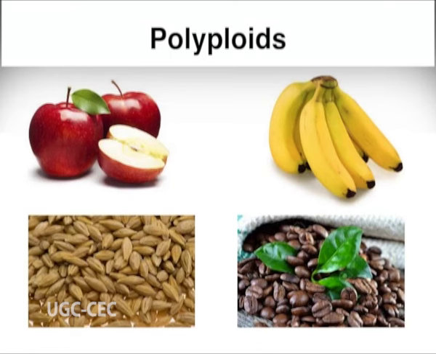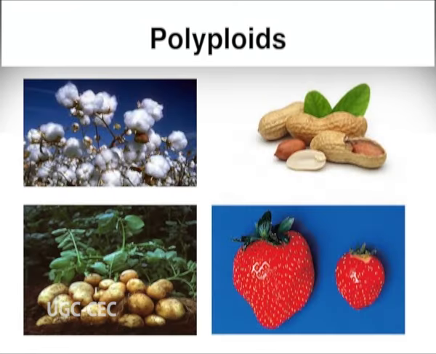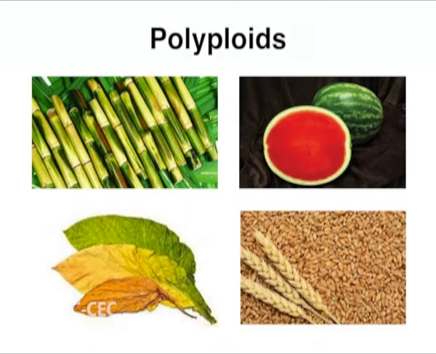Some examples of important polyploid crop plants are apple, banana, barley, coffee, cotton, peanut, potato, strawberry, sugarcane, watermelon, tobacco, wheat, and many ornamentals. The phenotypic effects of polyploidy are generally those of increased vigor, growth and size, hardiness, ability to occupy less favorable habitats, and overall superiority as compared to their normal counterparts.